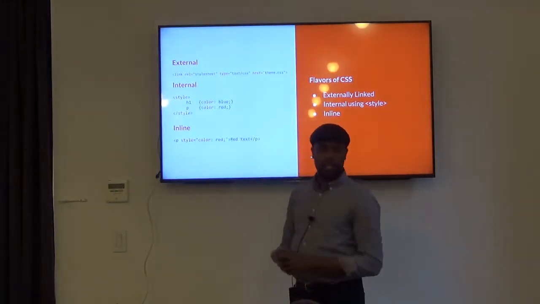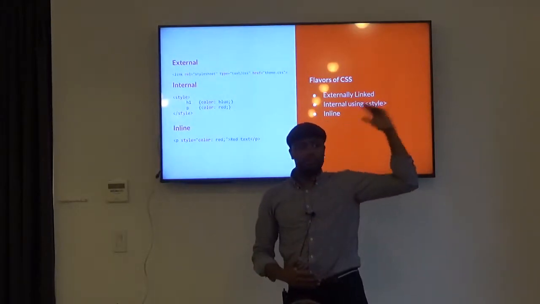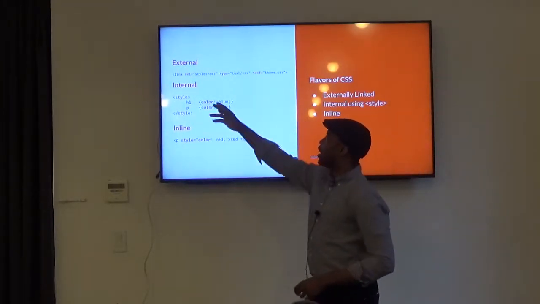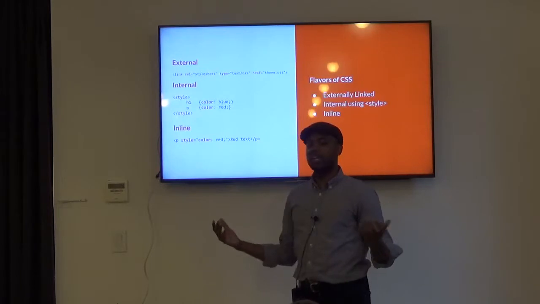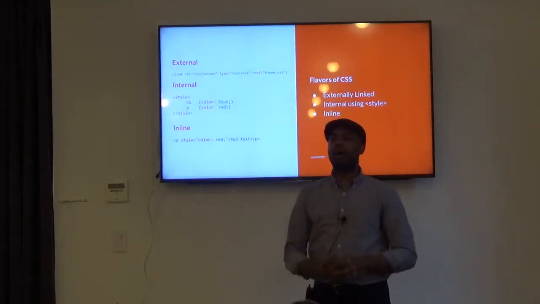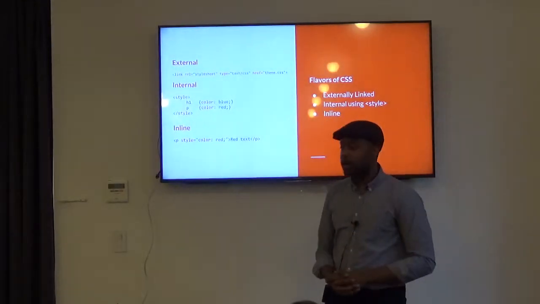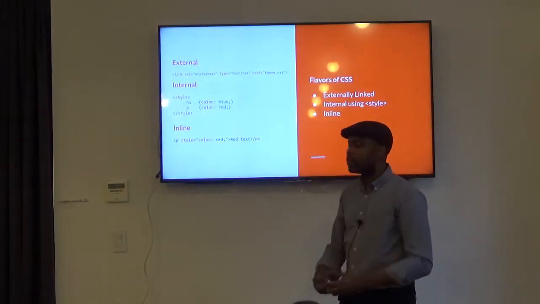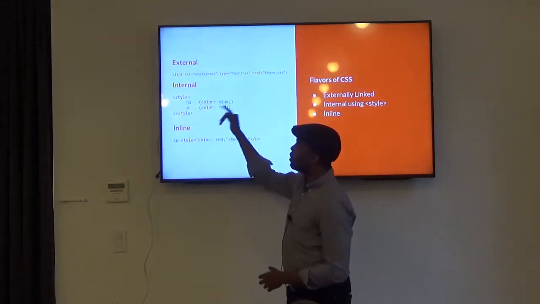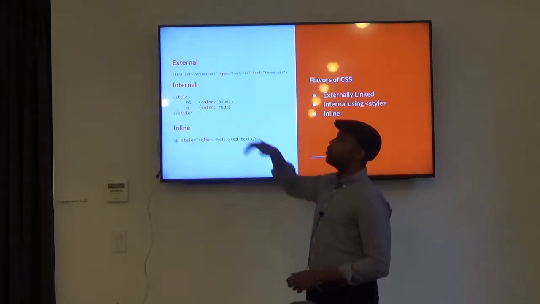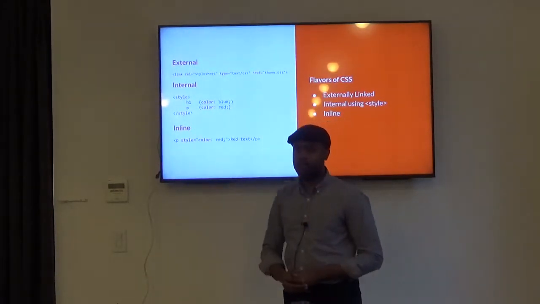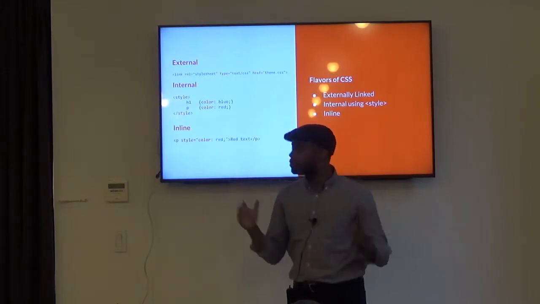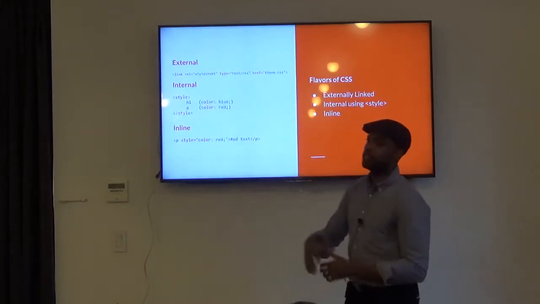This H1 is header 1, highest level header. I changed the color to blue. That's all I did. And it has some default properties. And we're going to talk about what properties are afterwards. But I said, hey, give this property color of header 1 the color blue. And then I threw in a paragraph. P stands for paragraph. Color red. And it's done. That's internal. This is the next flavor.